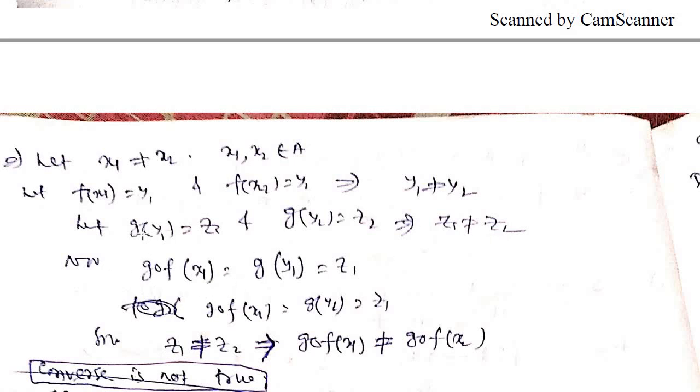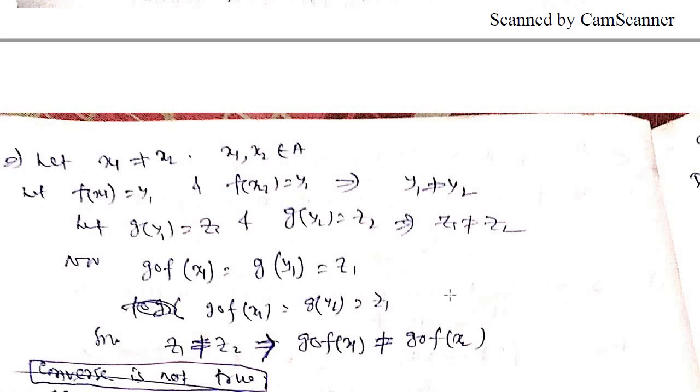Now let's see what will happen to these mappings, G compose F at x1 and G compose F at x2. G compose F at x1 equal to g(y1) equal to z1 and G compose F at x2 equal to z2. But here we have proved z1 not equal to z2. So G compose F at x1 not equal to G compose F at x2. That is, we have assumed x1 not equal to x2, and we have proved that G compose F at x1 not equal to G compose F at x2. So this mapping is injective.